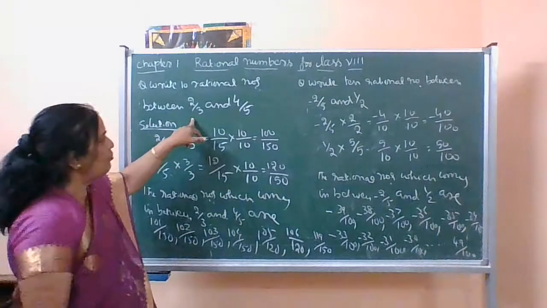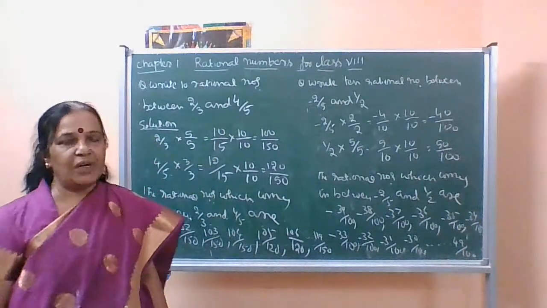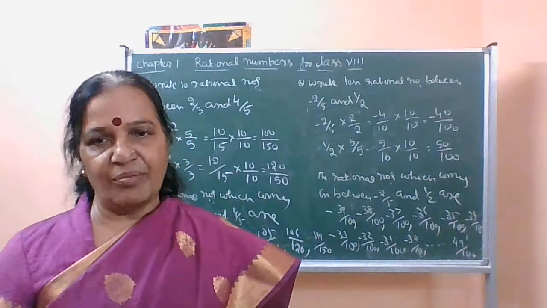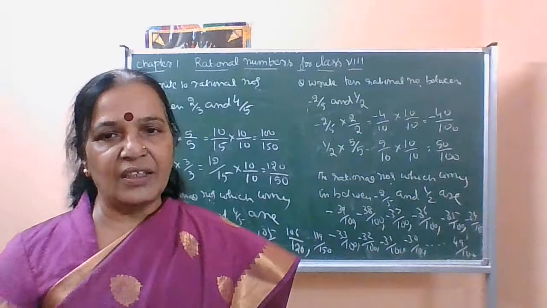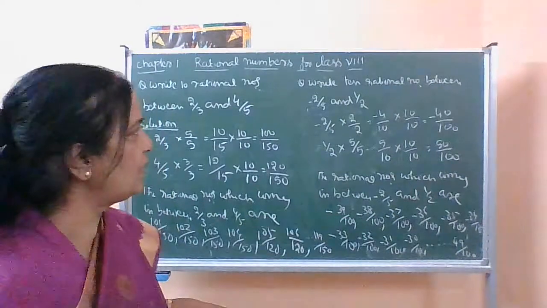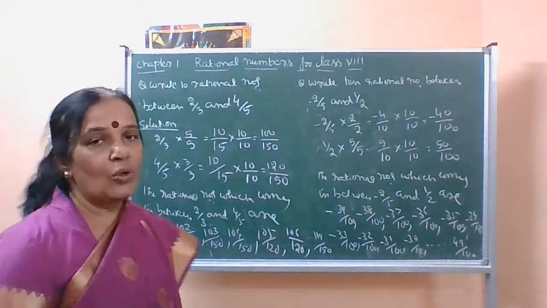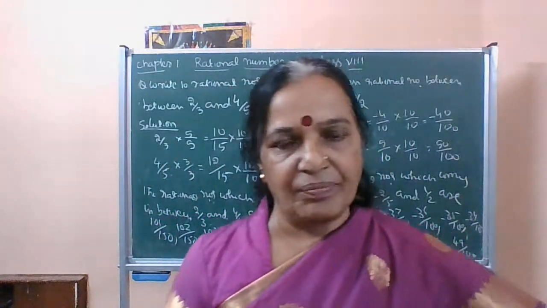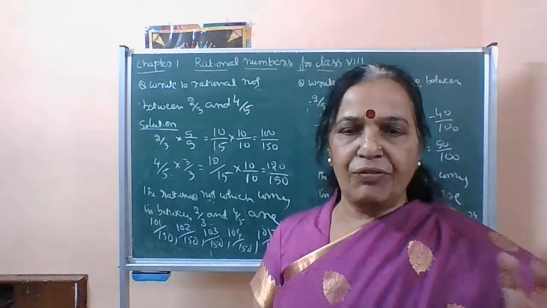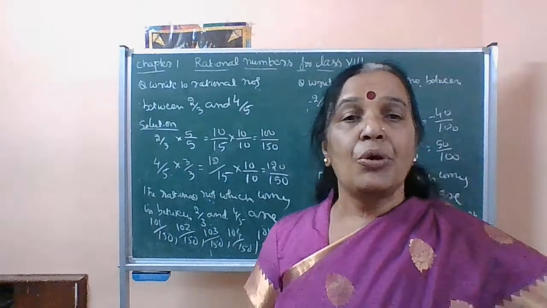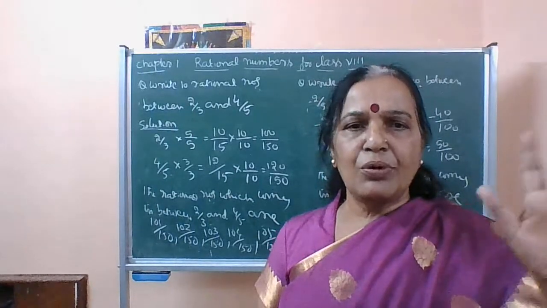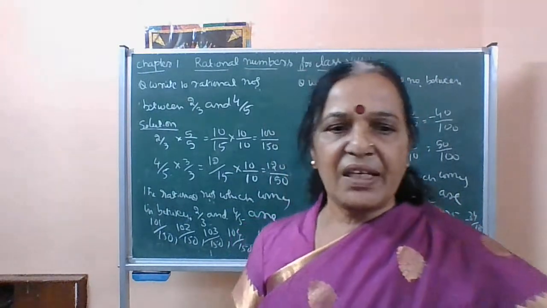First make the denominator same by multiplying numerator and denominator by the same number. Multiply numerator and denominator by the same number so that you will make the denominator of both the rational numbers same. And then what you will do? Multiply by 10 by 10. See, if you multiply by 10 by 10, you will get more rational numbers. If you want only 5, you can multiply both numerator and denominator by 6.